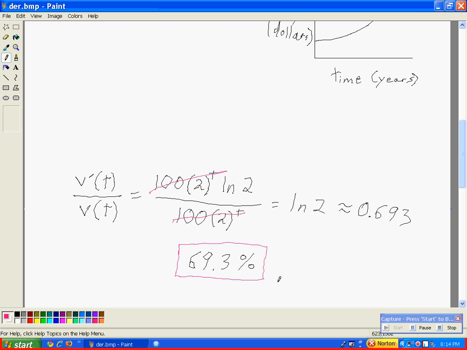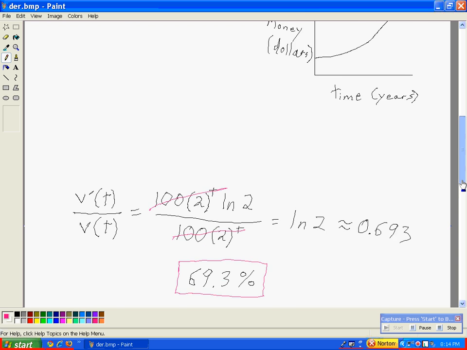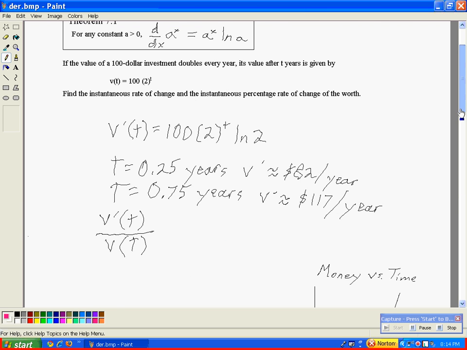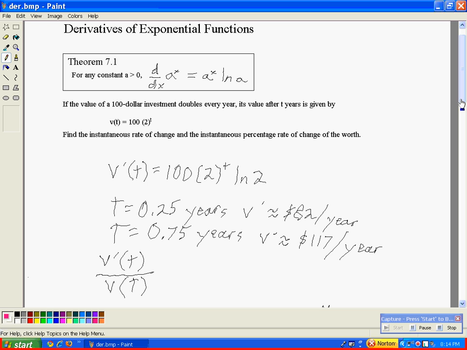Very surprising, yes? Maybe you thought, oh, I need 100% interest in order to increase my money 100%. Well, no, turns out you don't, because the amount that's going into the account keeps growing and growing. So you only need 69.3%. Good news. So there's hope for us yet. And that's how the derivatives of exponential functions help us.